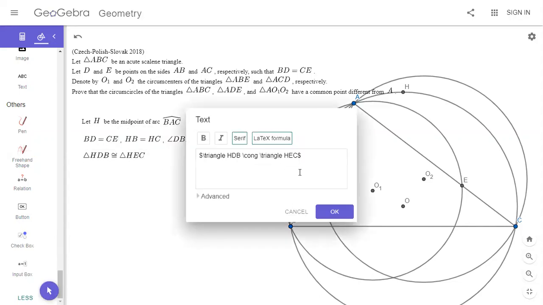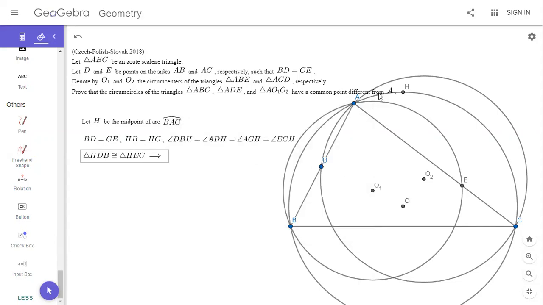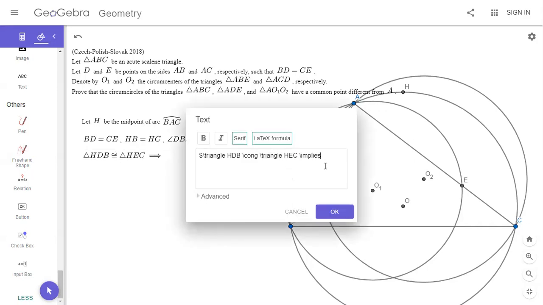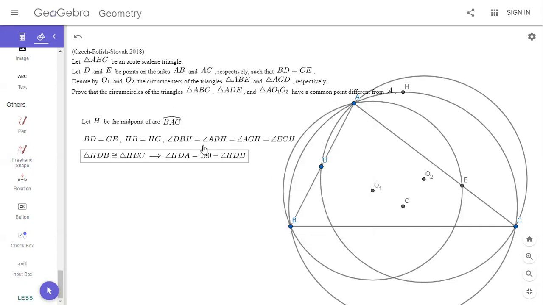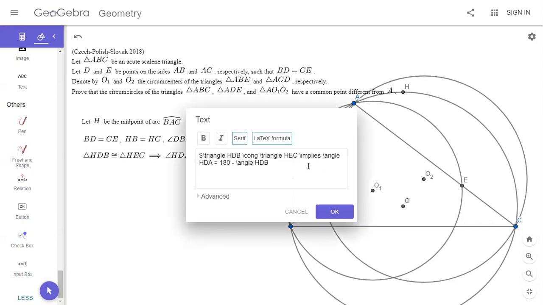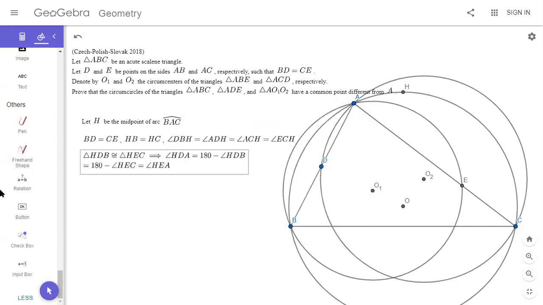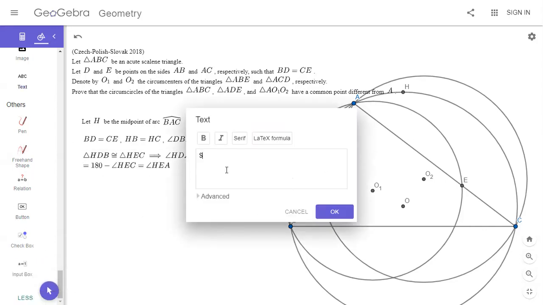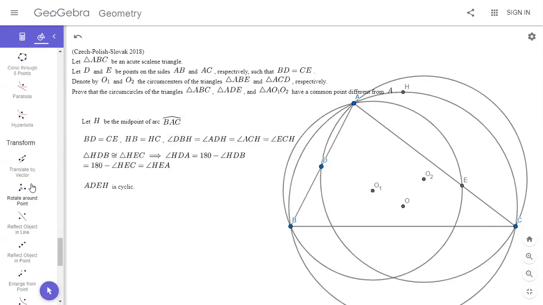oh, actually, I can just say this. So that means that angle HDA is 180 minus angle HDB, which is 180 minus HEC. And so that means ADEH is cyclic. All right.